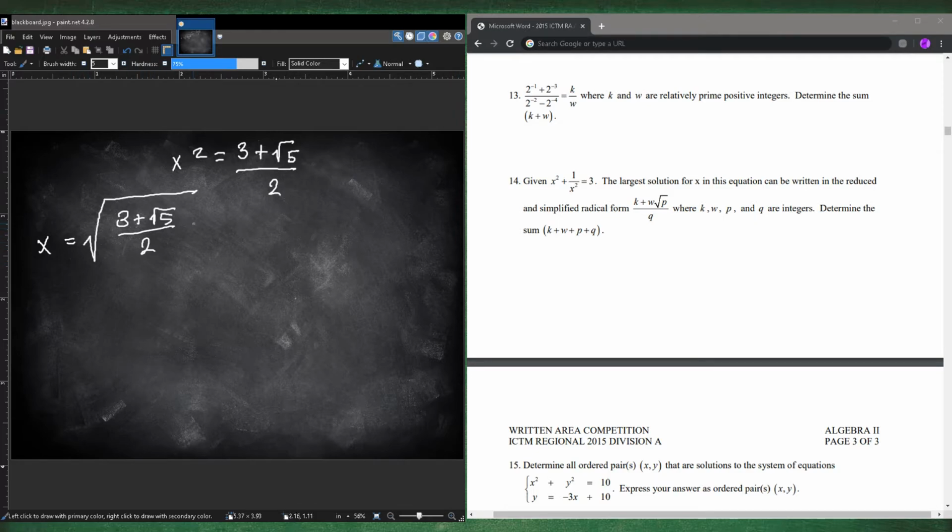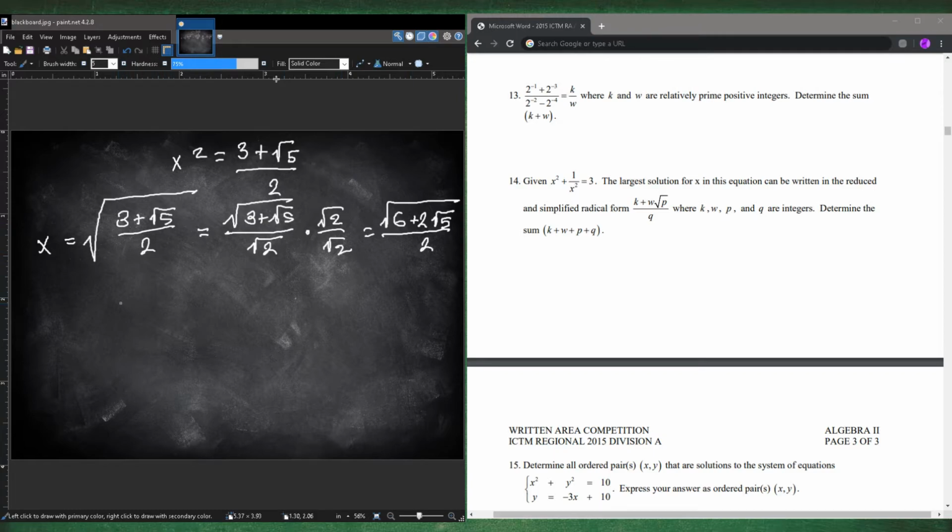So all you have to do is simplify this. That's the same thing as saying the square root of 3 plus square root 5, over square root 2. So we have to multiply the top and bottom by square root 2. That is equal to the square root of 6 plus 2 square root 5, over 2. Okay, so now you have to think about this. How do we take a square root of this?